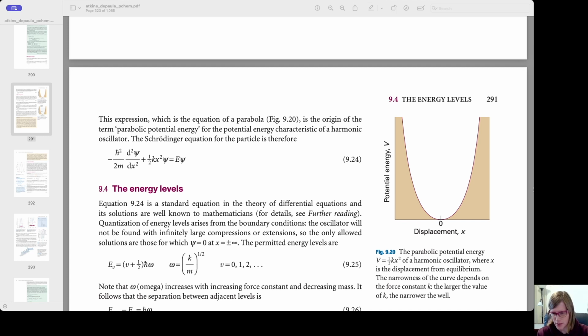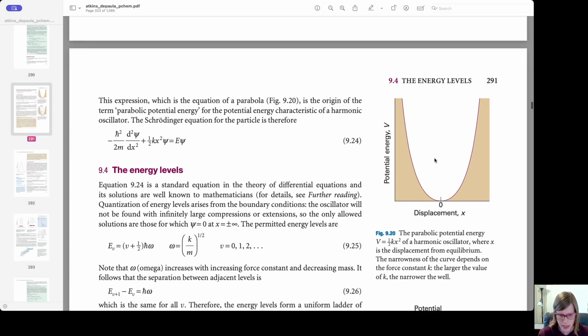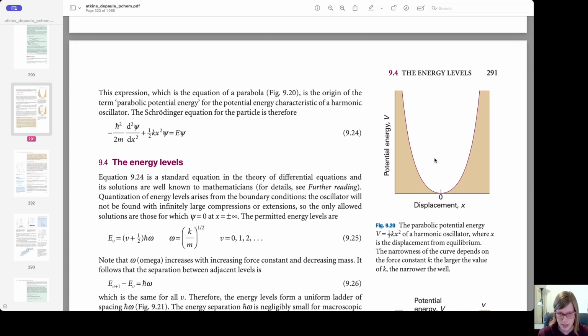So that's what we're going to do in this video. I'm going to show you a textbook as a reference for the quantum harmonic oscillator. I'm going to show you the equations that go into it. We're going to model those in Excel, and then we're going to discuss the output. So let's get started. Okay, so I'm following along the Atkins and DePaula physical chemistry textbook.